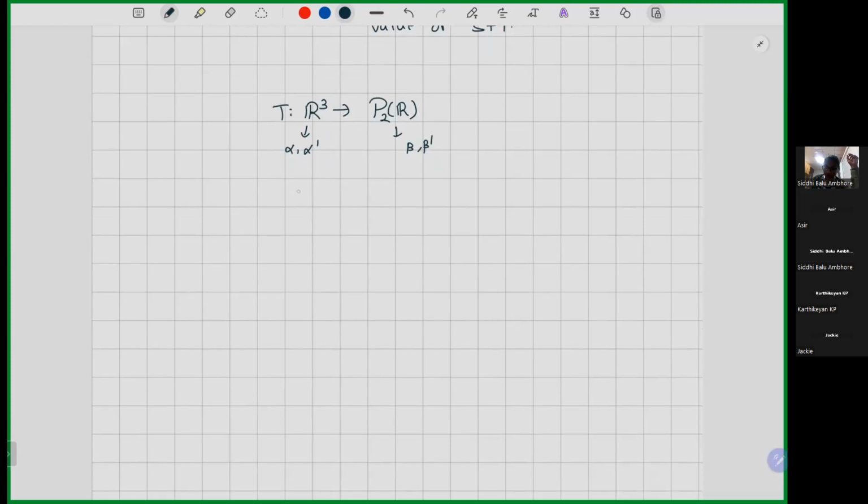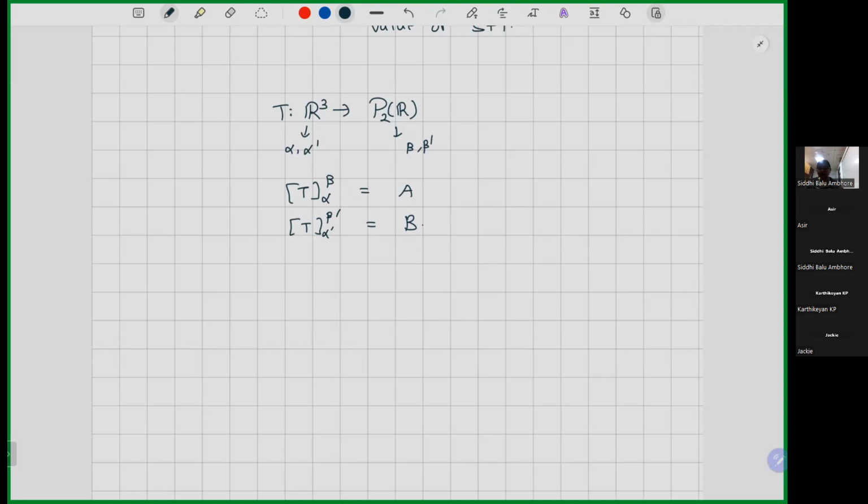T alpha beta is equal to A, and T alpha dash beta dash is equal to B. I have a question because I was considering alpha as the standard basis for R3 and beta as the standard basis for the polynomials. Alpha and beta are not explicitly given to you, is it? No, they are not given. So I'm trying to find out what the matrix A would look like. If I consider alpha and beta as standard bases, then how do we calculate T alpha beta? First of all, it depends.